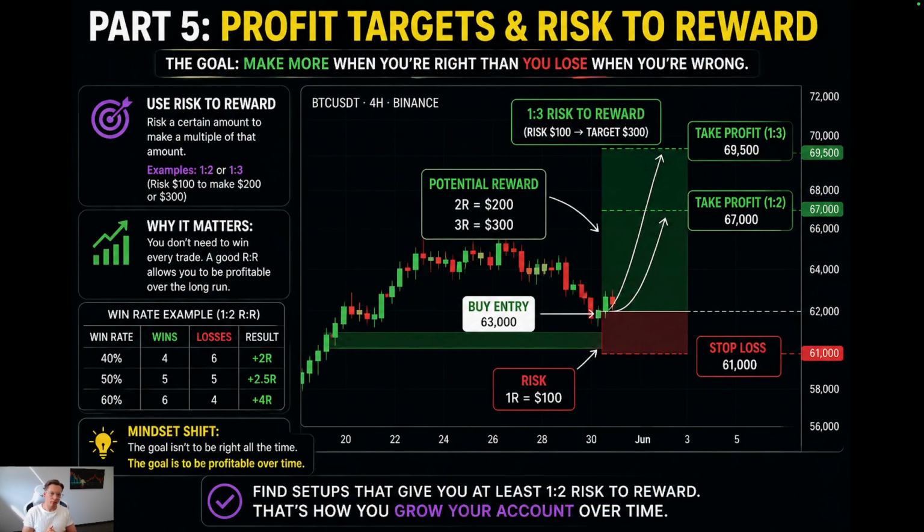Next, we need a profit goal. One of the easiest ways to do this is by using risk to reward. Now let's say we're risking $100 on a trade. If our target is $200, that's a 2-to-1 risk reward ratio. This means we don't need to win every single trade to be profitable. Even if we only win half of our trades, we could still come out ahead over time. Now this is a huge mindset shift for traders. The goal is to make more when you're right than you lose when you're wrong.